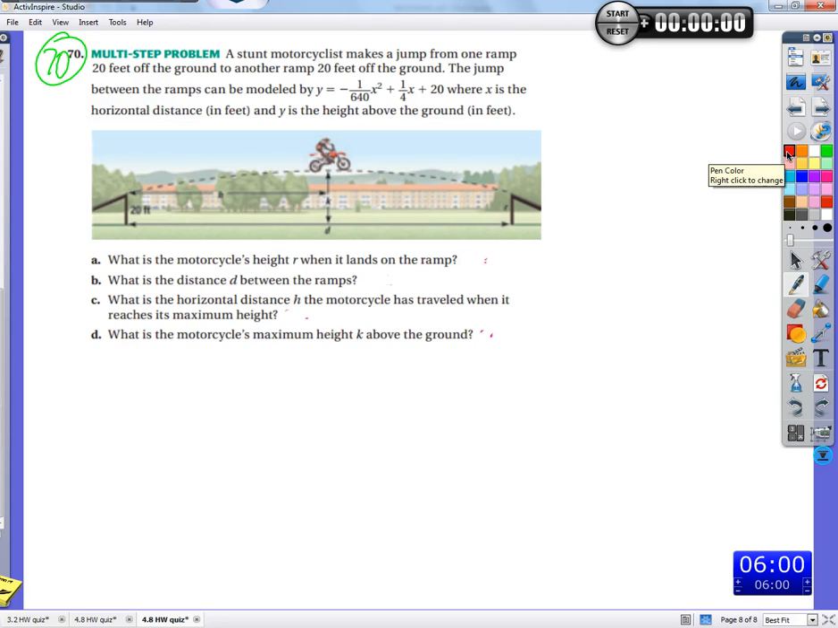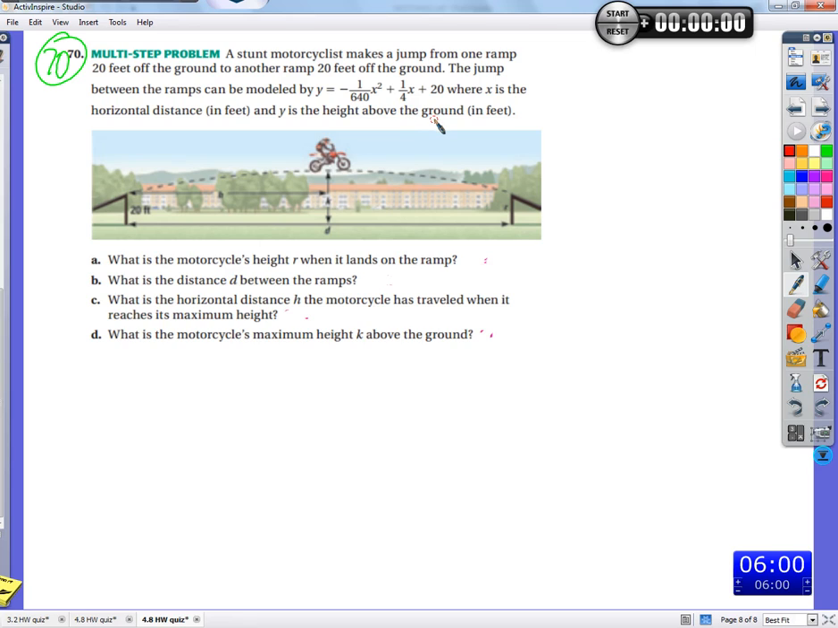So you know how motorcycles work. They jump through the air all the time. Jumps ramp 20 feet off the ground to another ramp 20 feet off the ground. The jump between the ramps can be modeled by this equation, where x is the horizontal distance in feet and y is the height above the ground in feet. What is the motorcycle's height? Let's see. So the height above the ground.